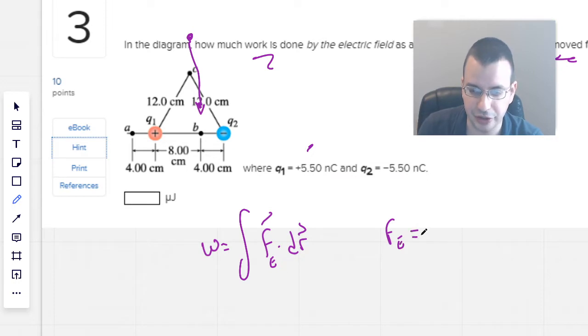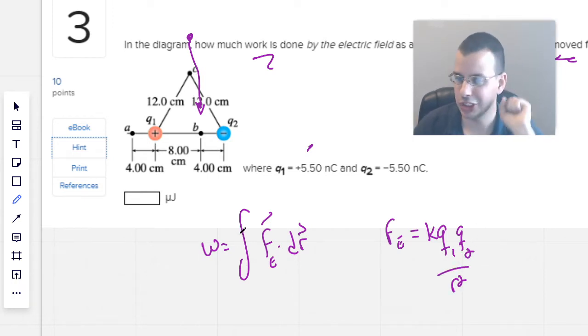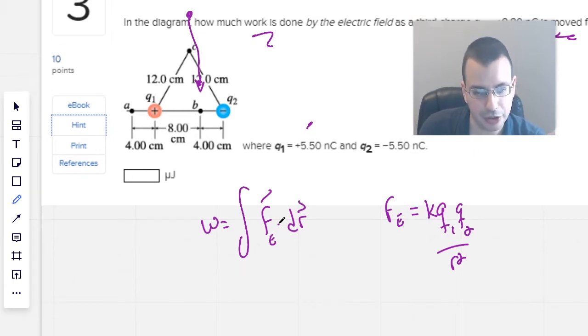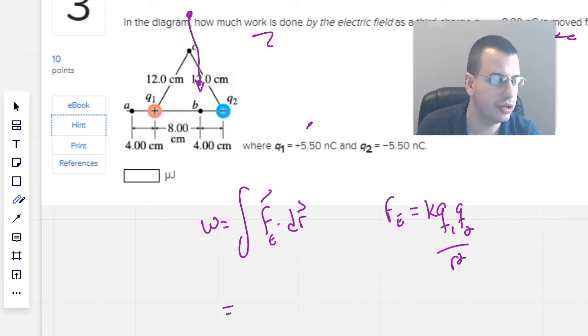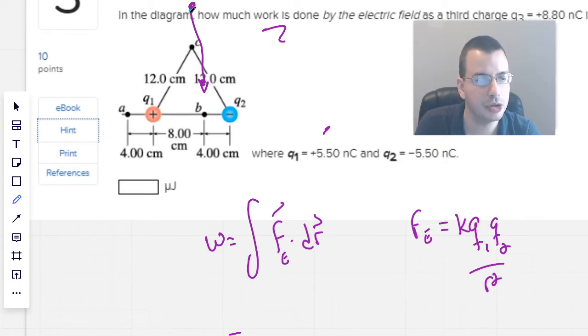So the force due to the electric field equals K Q1 Q2 over R squared, where 1 and 2 doesn't mean this 1 and 2 here, it just means two different charges. So then this is a dot product. What it means is I can break down this vector here. I know this is not going to be my best diagram. We can break it down into this vector in the y direction, and this vector in the x direction.